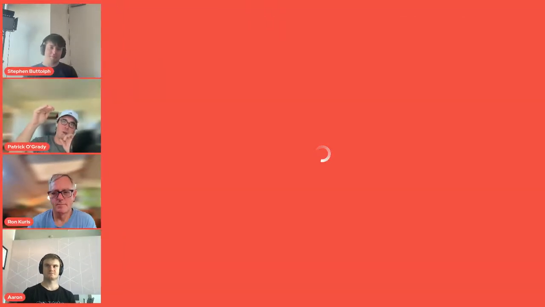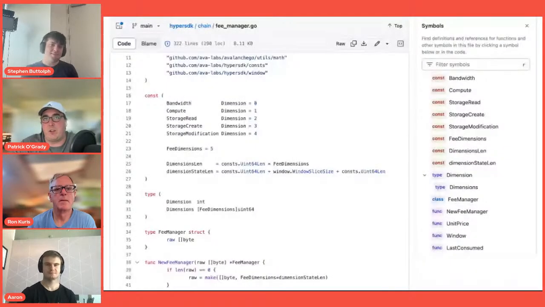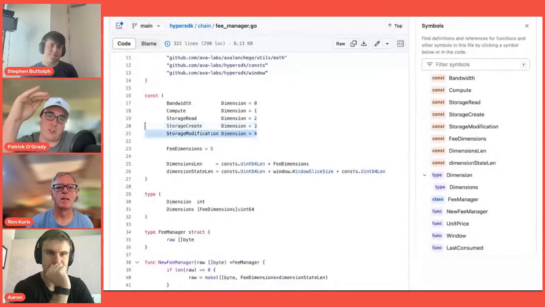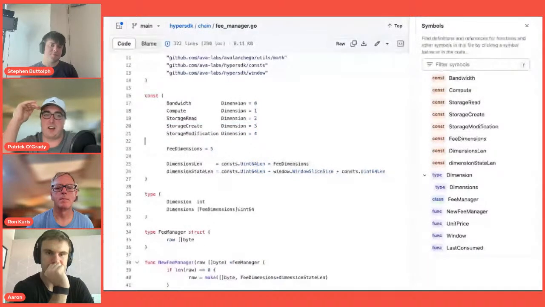When we thought about that, we thought that was probably wrong, that the fee should be higher if that was the case. The reason it's the way it is, and I'm trying to share the screen again, so sorry, I have it pulled up here, is that we have separated storage into create versus modification. When you create a new key, you're using the storage fee dimension, and when you modify a key, you're using the modification dimension.